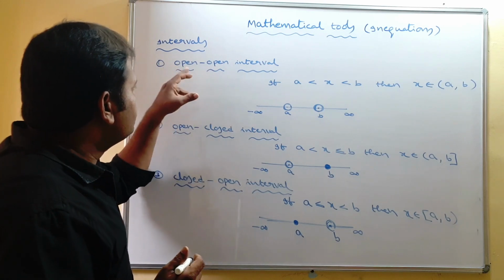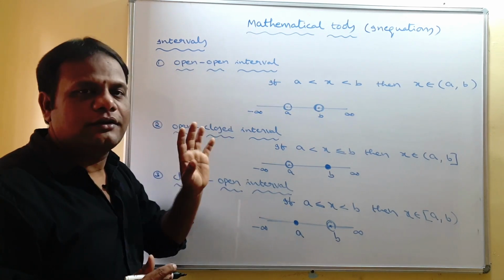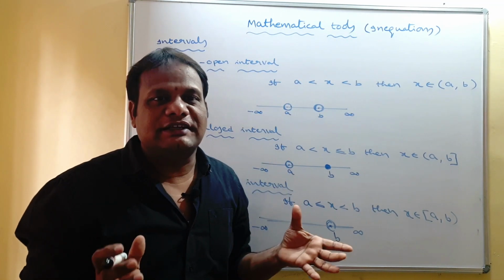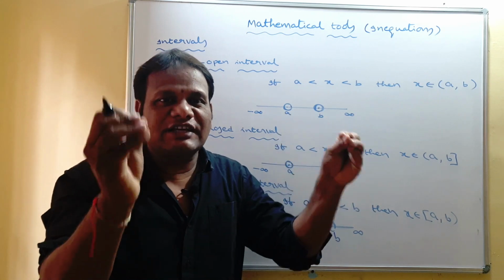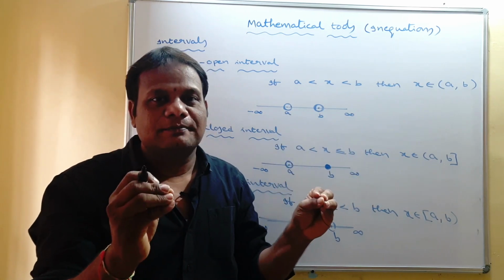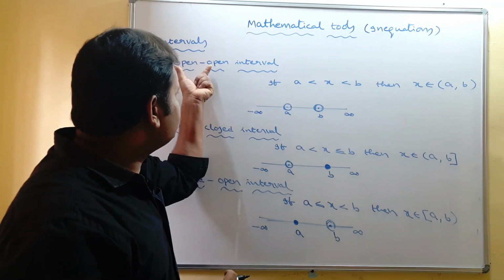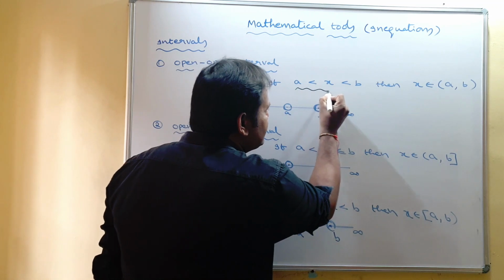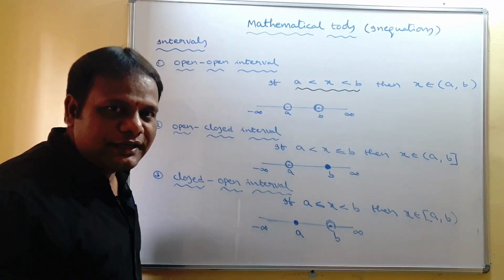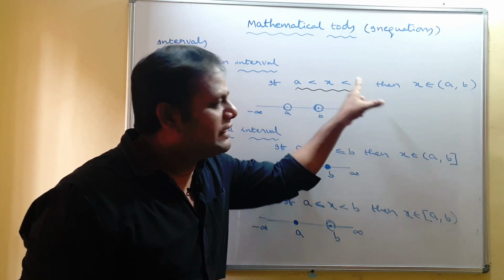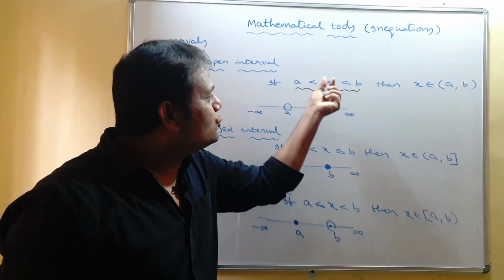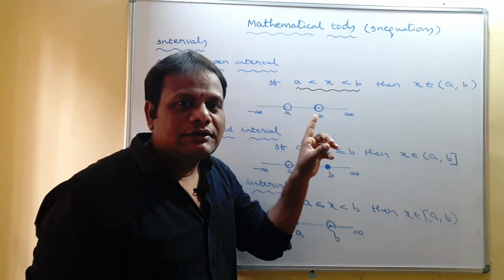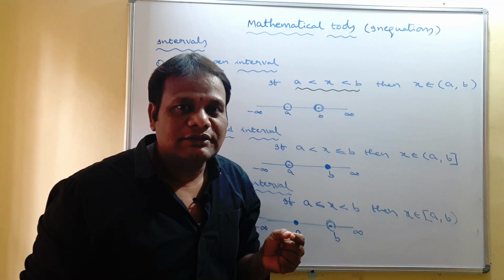The first one is the open interval. Suppose you want to represent all the values which are between two real numbers, then we use this open interval. If a less than x less than b, meaning x is in between a and b, you can take any x value between a and b. Here a and b are two real numbers.